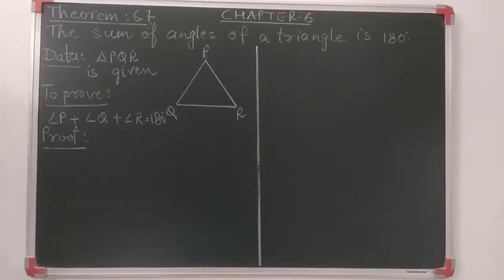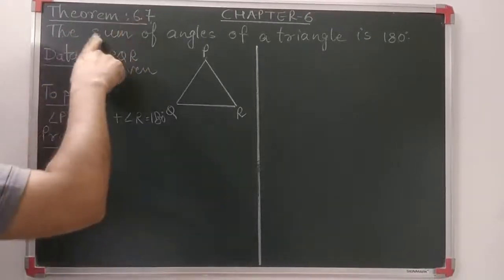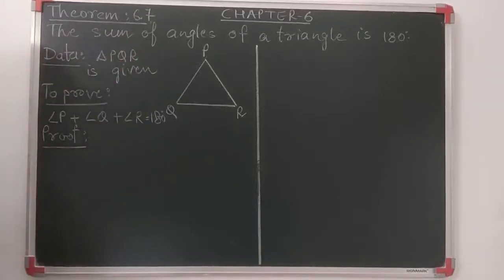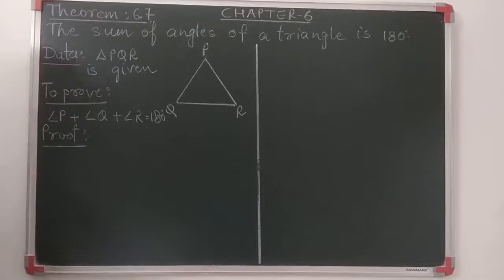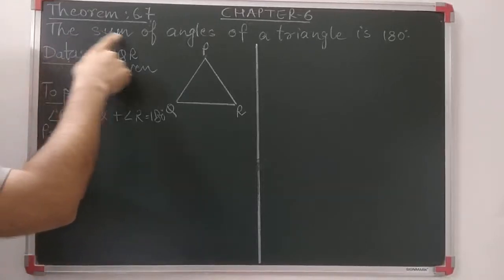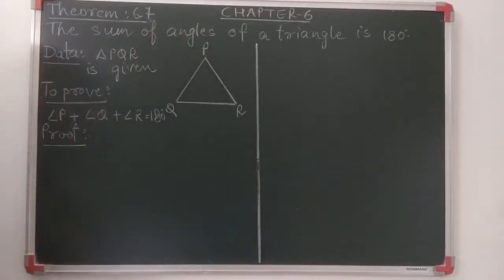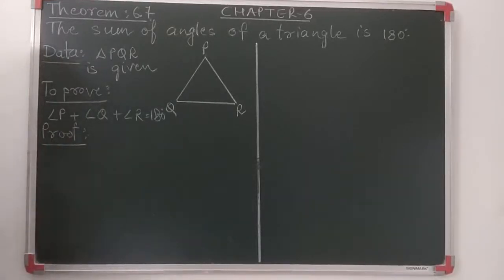Students, start with Theorem 6.7. This is one of the most important theorems. There are many chances that this theorem will come in the examination. It states that the sum of angles of a triangle is 180. We can also call it the angle sum property.